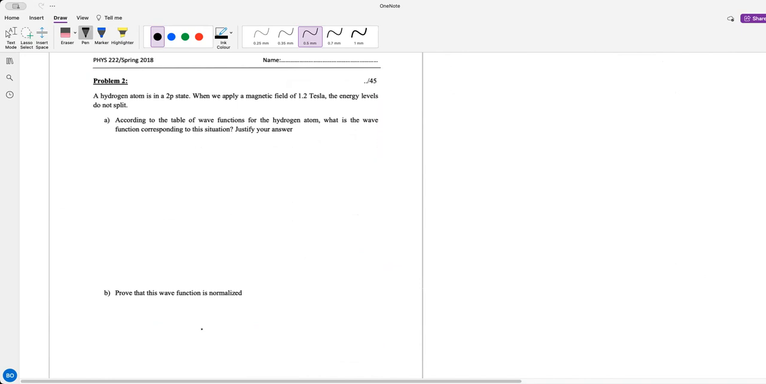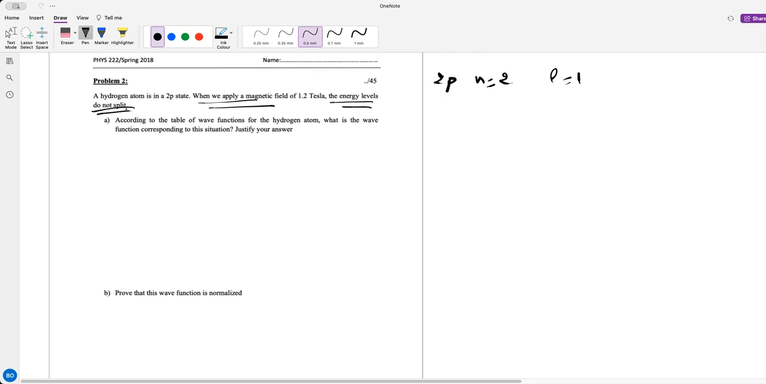Okay. A hydrogen atom is in a 2p state. When we apply a magnetic field of 1.2 Tesla, the energy levels do not split. According to the table of wave functions for the hydrogen atom, what is the wave function corresponding to this situation? Justify your answer. The hydrogen atom is in a 2p state. What is 2p? N equals 2, L equals 1. And then when we apply a magnetic field, the energy levels do not split.